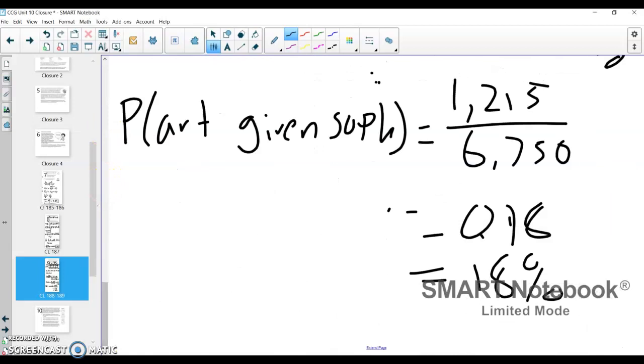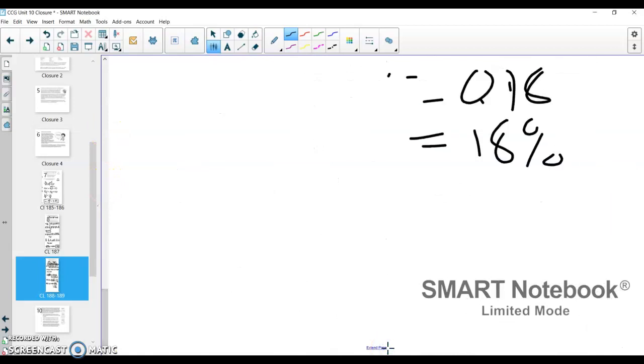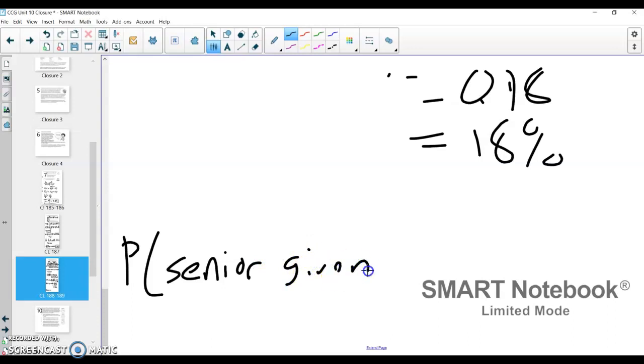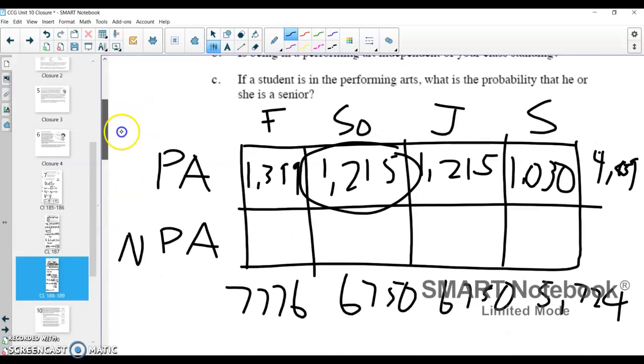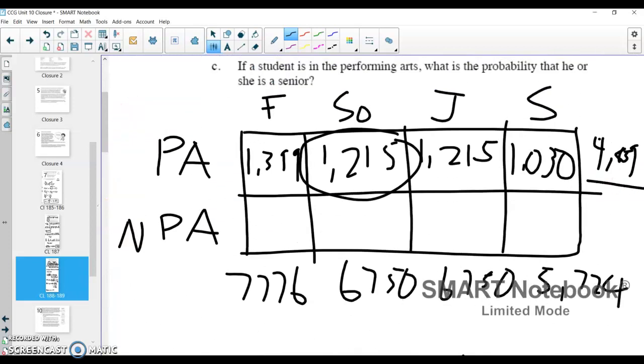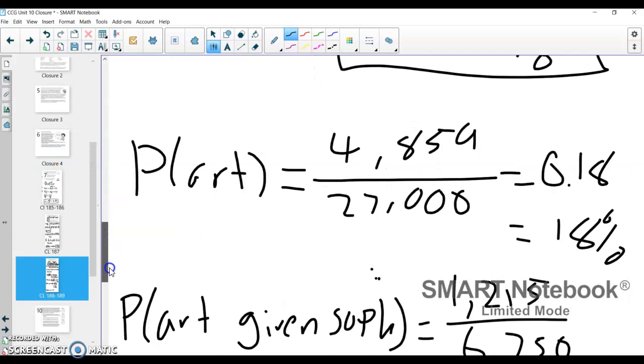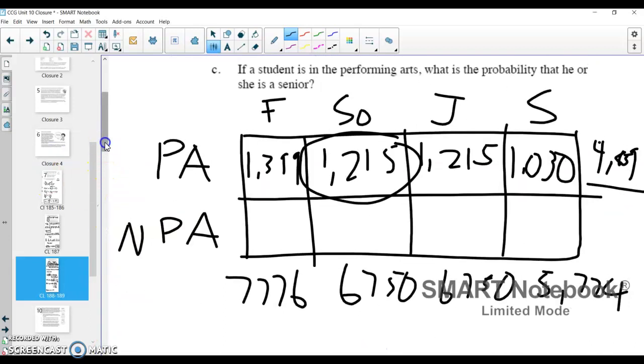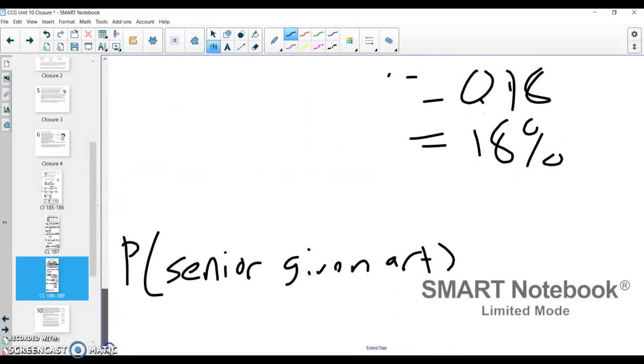So we'll write that out the way that it needs to be written. And so it's probability of senior given art. So if we know that they are in performance art, that means there is a total of 4,859 people in performing arts, and 1,030 of those are seniors. And so we set up our probability down here.